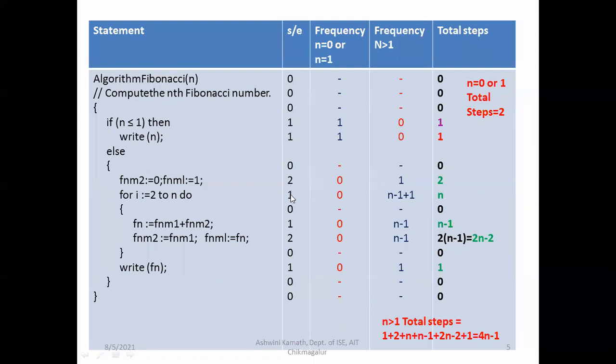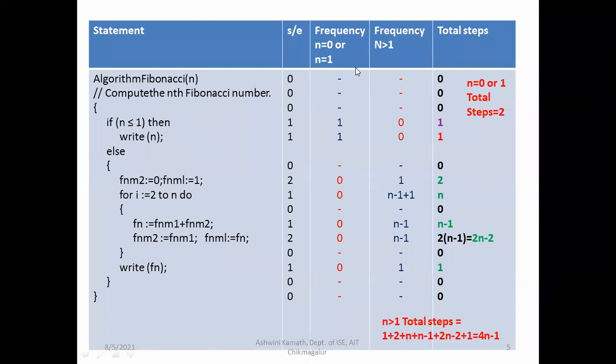Okay, then again for i is equal to 2 to n, this is also an executable statement, so it will be 1. Then open bracket, it is 0. Then Fn is equal to Fnm1 plus Fnm2, executable statement, so it is 1. Again we have two executable statements in this line: Fnm2 is equal to Fnm1 and Fnm1 is equal to Fn. Two executable statements we have. Again closing bracket, it is 0. Then write of Fn, that is display the value on the screen. So this is also an executable statement, so it will be 1. Then two closing brackets we have, so it is 0 and 0.